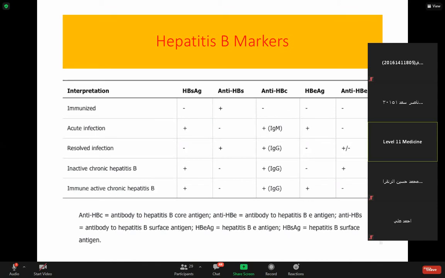I don't know what HBsAg is, but... Hepatitis, I mean surface antigen, surface antibody, core antibody. Okay, we'll talk about them.